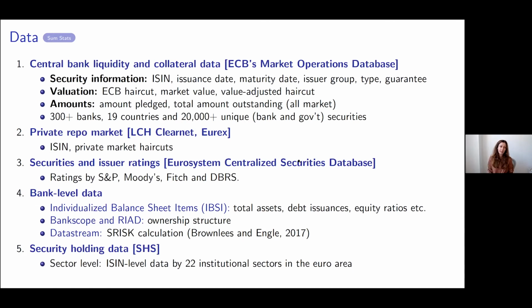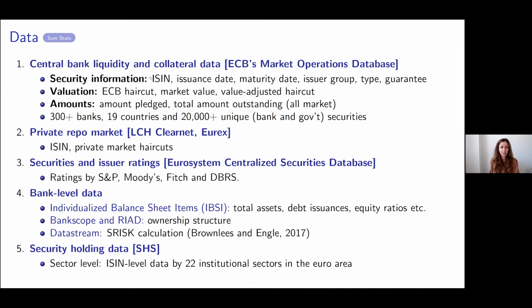So a few words about the data. We build a micro-level data set that really allows us to observe all of the things that I've just mentioned. On top of it, we exploit the central bank liquidity and collateral data, which essentially allows us to see what types of securities banks are pledging with the lender of last resort to get the liquidity. Most importantly, this data comes at the ISIN level, allowing us to observe more than 300 banks from 19 Eurozone countries pledging all of these securities. And importantly for us, for all of these ISINs, we see the haircuts that the ECB is charging when the banks access the liquidity facility.